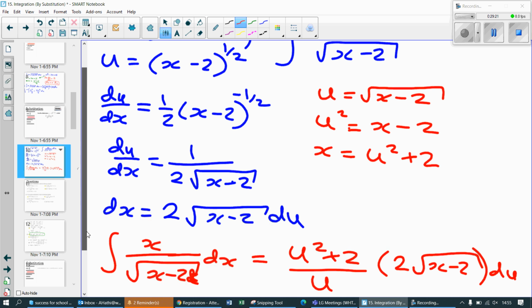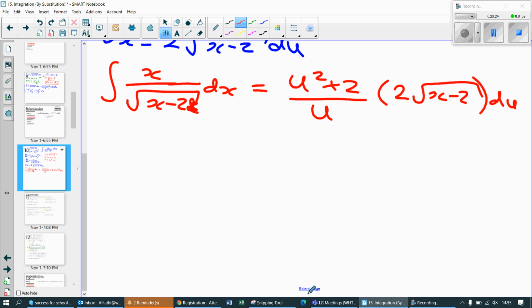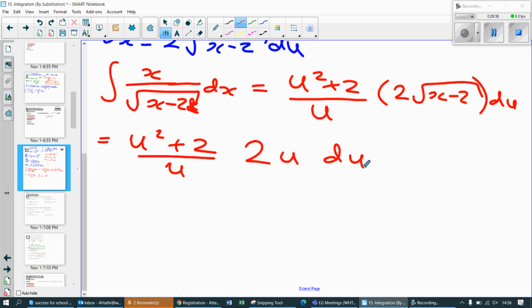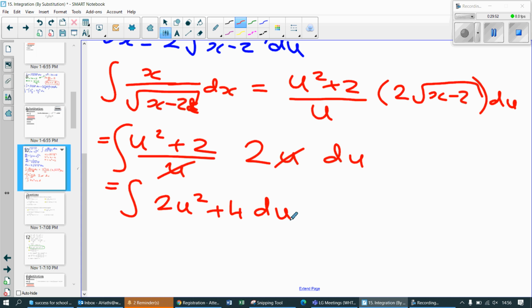So if I just write this out again ever so slightly differently, this is u squared plus 2 over u, times by 2. And what did we say the square root of x minus 2 was? u. And actually, hey presto, look. The whole thing, sorry, I forgot my integral sign there, has just reduced to the integral of 2u squared plus 4 du, which you can all do. That's 2u cubed over 3.